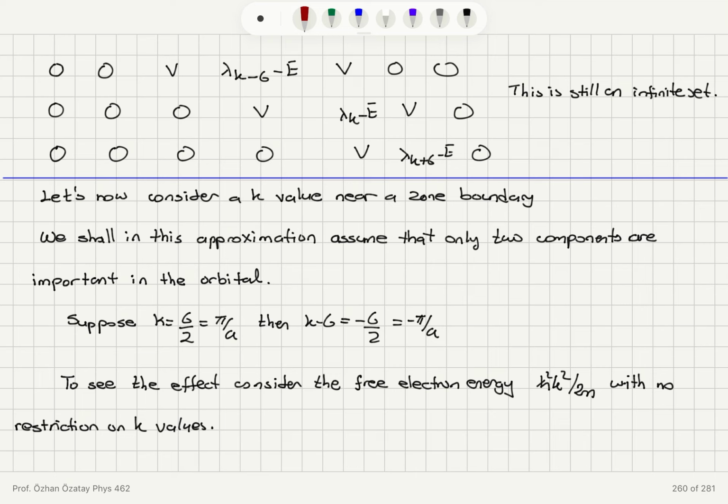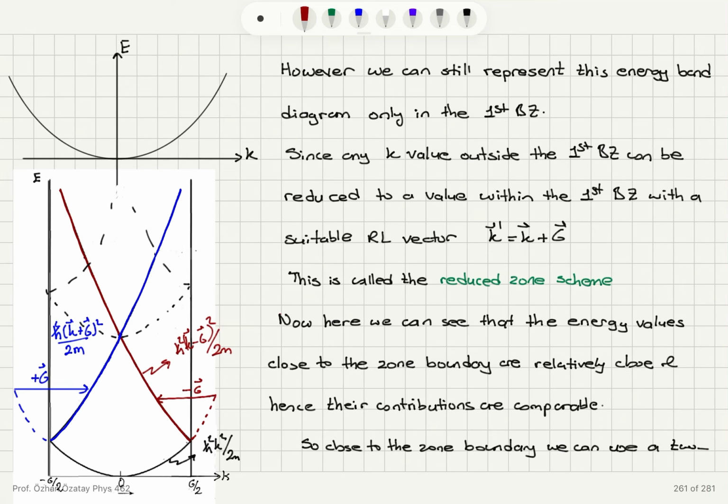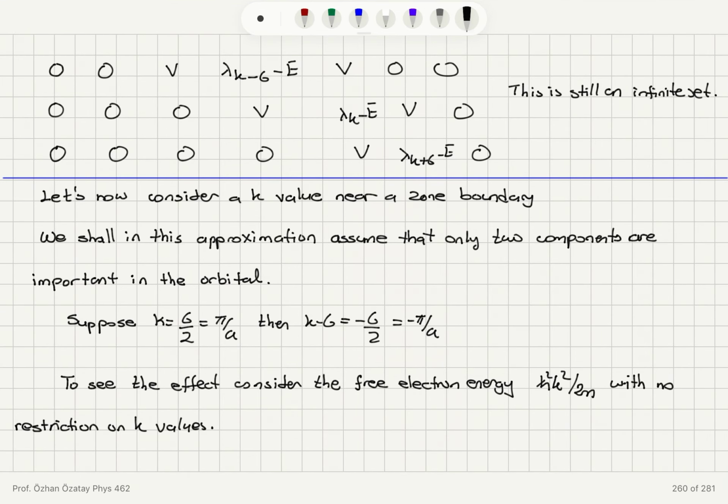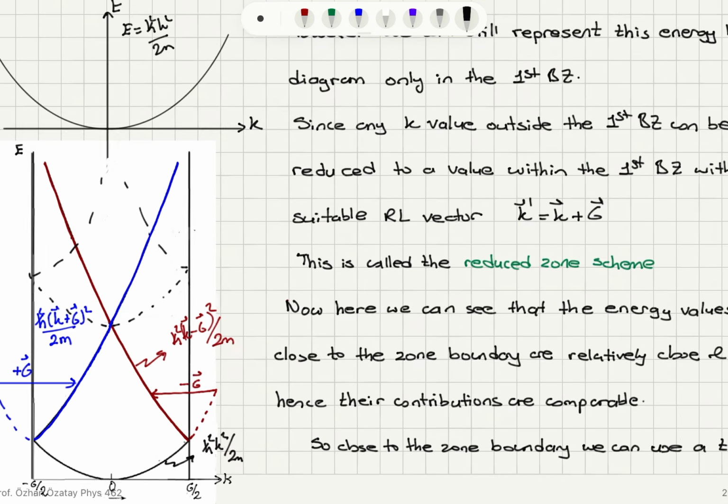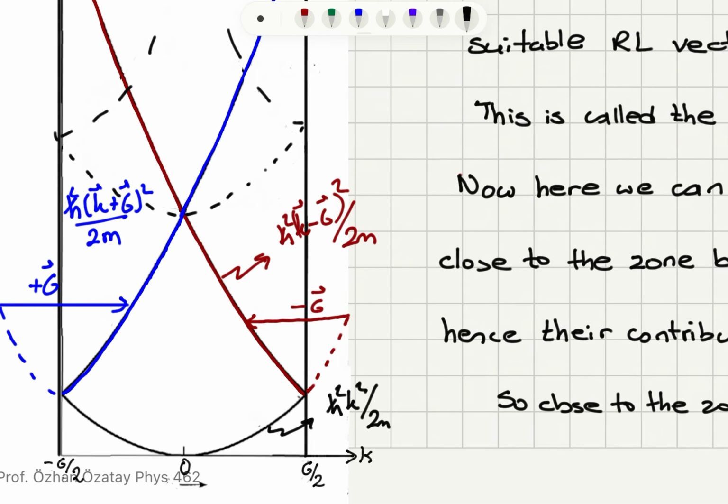So to see the effect, we will consider the free electron energy with no restriction on K values. The energy for the free electron was given by h bar squared k squared over 2m. Now we're picking k values and k minus G values. So this basically tells us that when you reach a Brillouin zone boundary, instead of continuing to the next zone, we can bring the k values outside the Brillouin zone with a minus G vector or a plus G vector back to the first Brillouin zone.